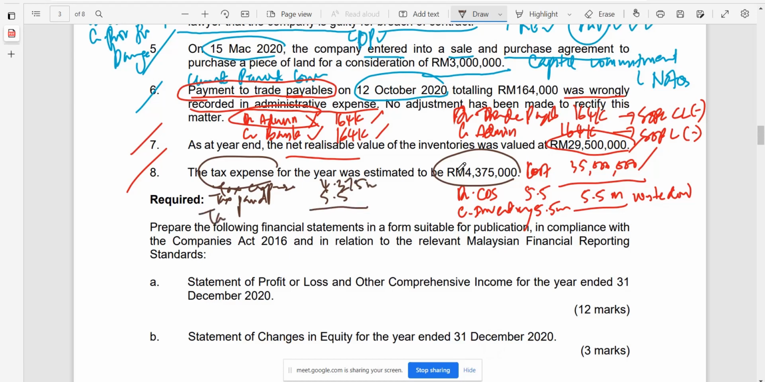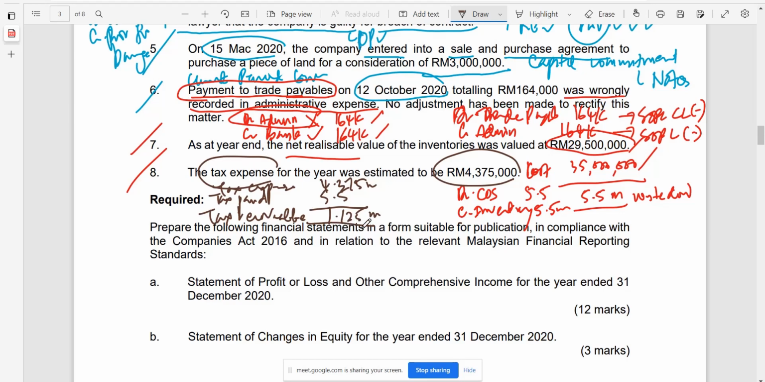That is tax recoverable. How much is the tax recoverable? Can you calculate 4.375 minus or compare with 5.5? What is the answer? 5.5 million minus 4.375. What is the answer, class? Hello? 1.125 million. 1.125 million. Who is that? Amira. Thank you, Amira.